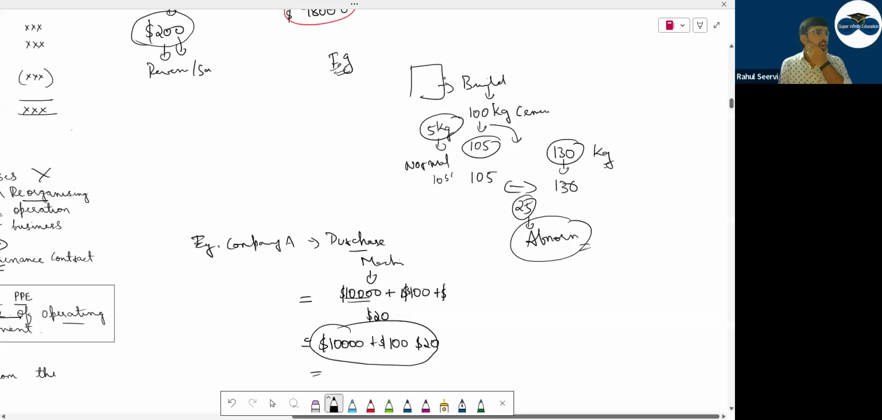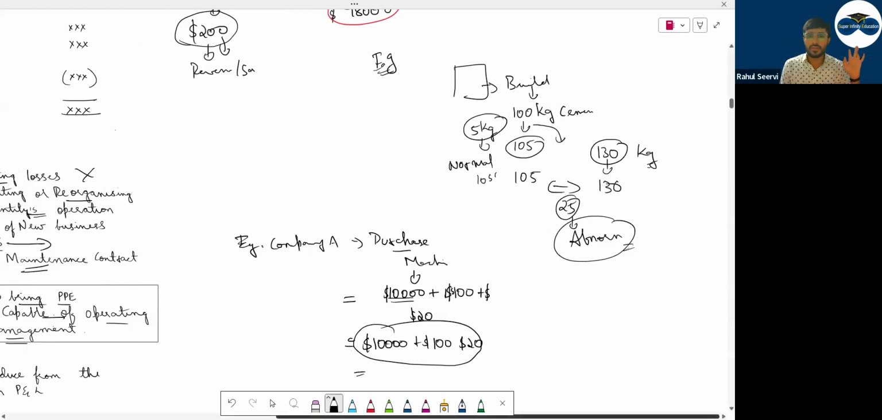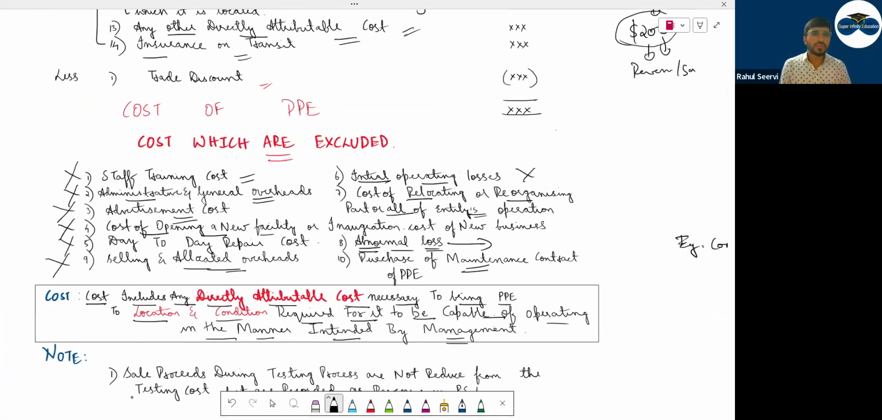Clear with this? Normal and abnormal loss. In your exam, normal and abnormal loss will be directly given. You have to add or reduce it. Normal loss you will include, abnormal loss you will exclude. You will not include it. So what are the costs which are included? What are the costs which are excluded? I have given you an idea about it.